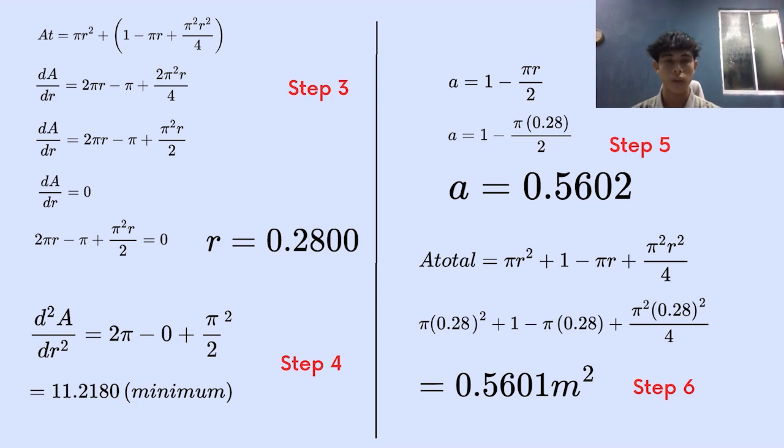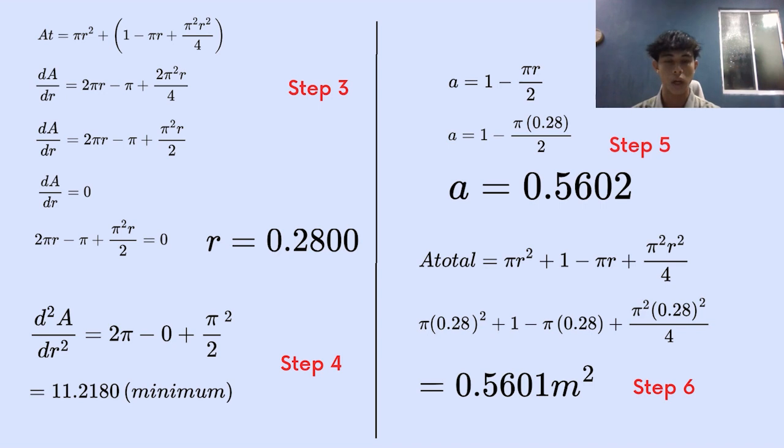Then step 5, to find the value of the other dimension, we're using the total perimeter equation, which is A equal to 1 minus pi r over 2. Then we substitute the r with 0.28. Then we will get the value of the other dimension, which is A equal to 0.5602.